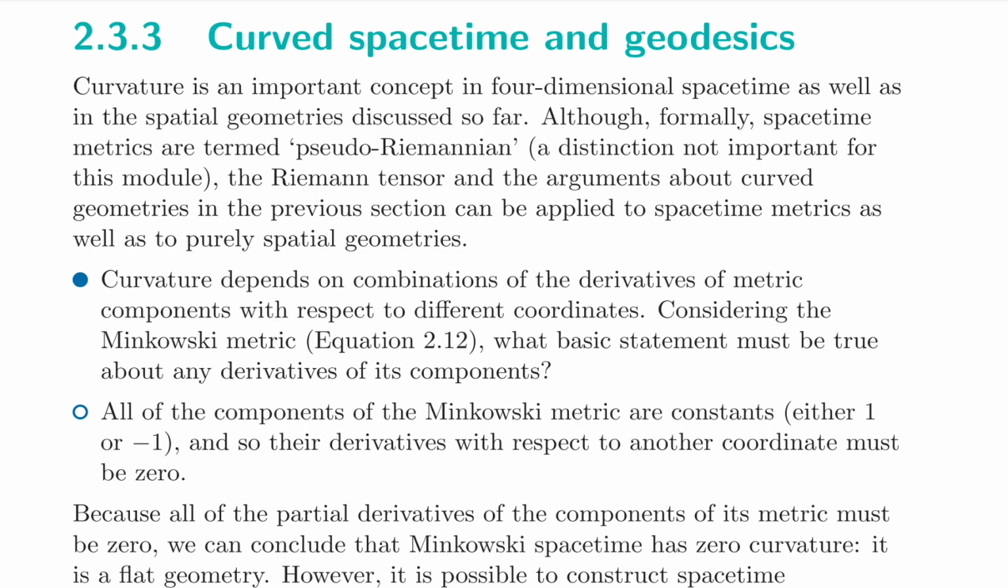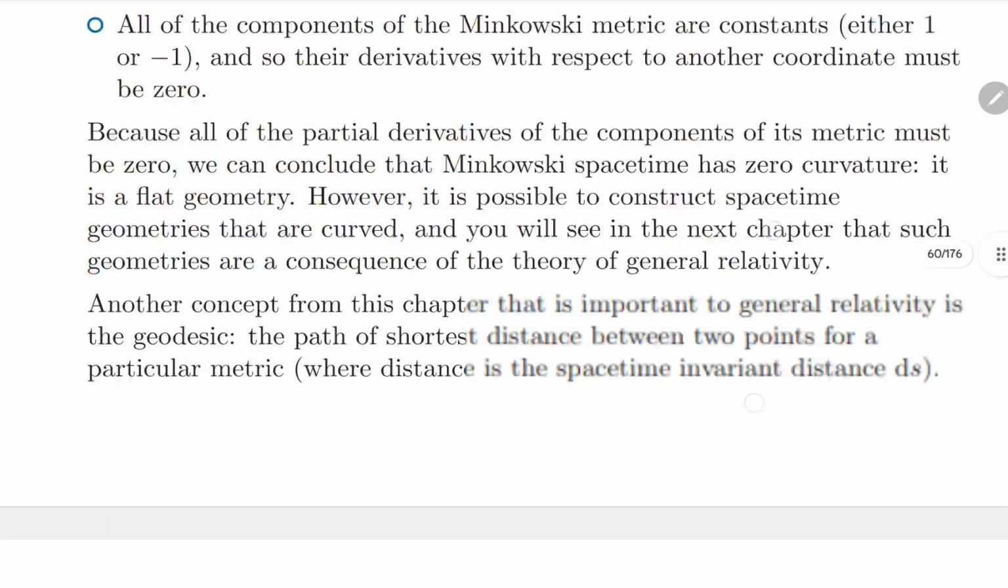different coordinates. Considering the Minkowski metric, equation 2.12, what basic statement must be true about any derivatives of its components? Answer: all of the components of the Minkowski metric are constants, either 1 or -1, and so their derivatives with respect to another coordinate must be 0. Because all of the partial derivatives of the components of its metric must be 0, we can conclude that Minkowski spacetime has zero curvature. It is a flat geometry.